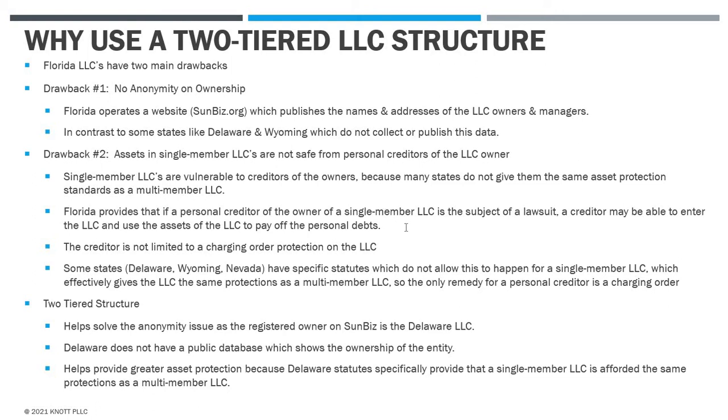So the creditor can go into the business, take the assets, and use them to pay personal debts of the LLC owner. That does not happen in a multi-member LLC. There, the only recourse the creditor has is what's called charging order protection. In effect, the creditor can place a lien on cash coming out of the company that's going to be paid to that owner, but the creditor can't go into the entity and take the assets. They can just place a lien on anything that might come out of it.